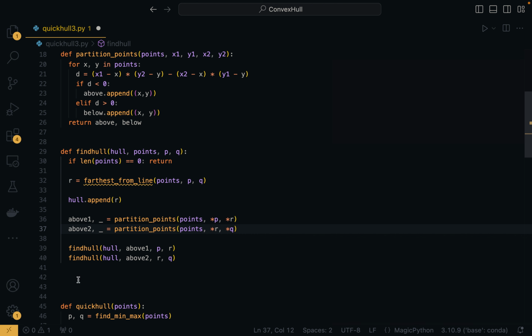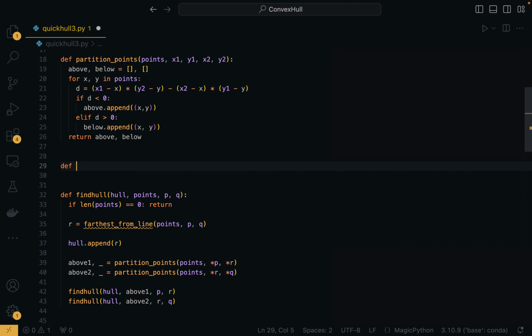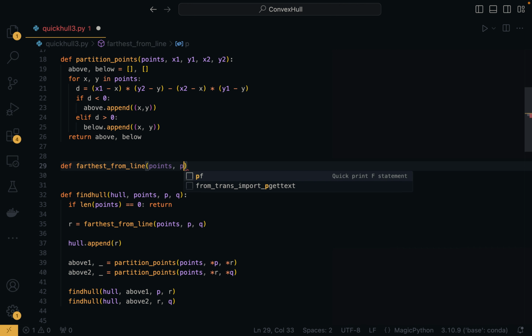Okay, great. Now we're down to defining this function, farthest_from_line. So let's do that here. Define farthest_from_line, which accepts points and the 2 points that form the segment that'll be used for finding the longest distance from that line. And I want to make this point, it's called the orthogonal distance.